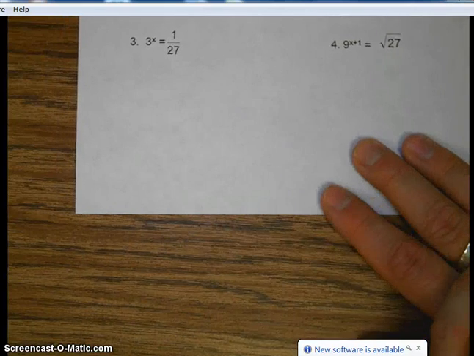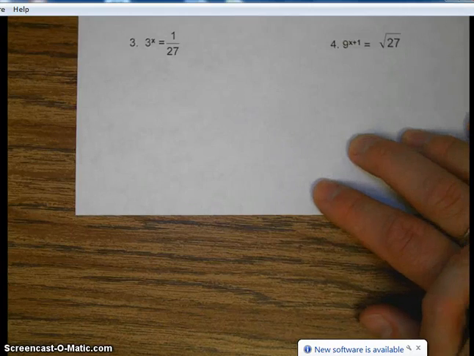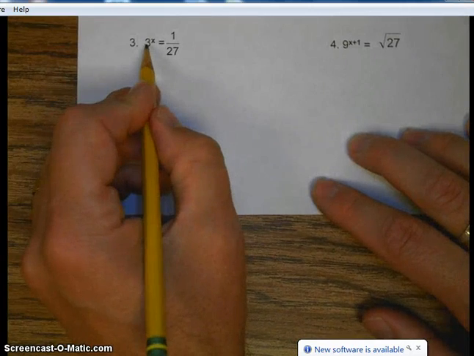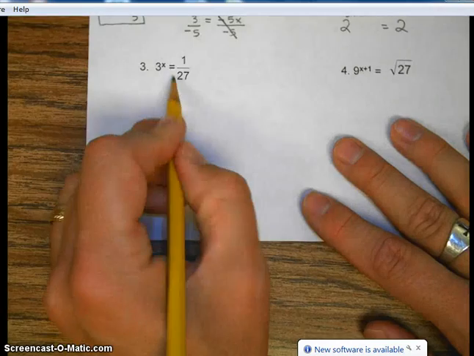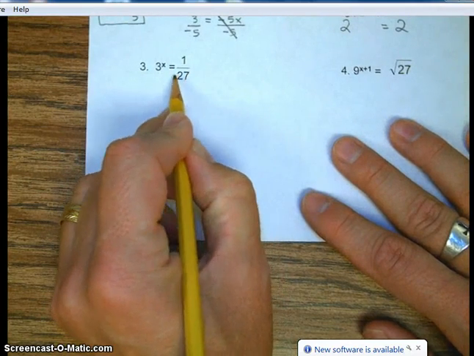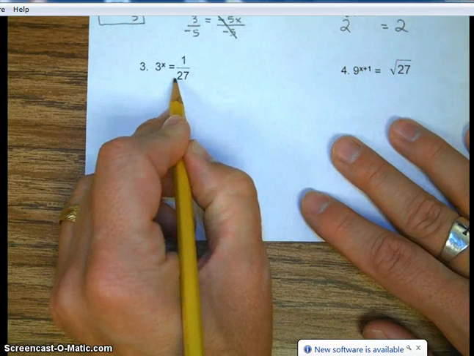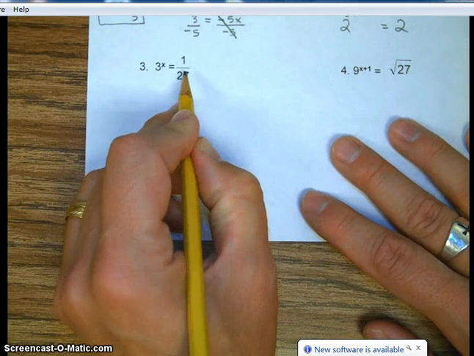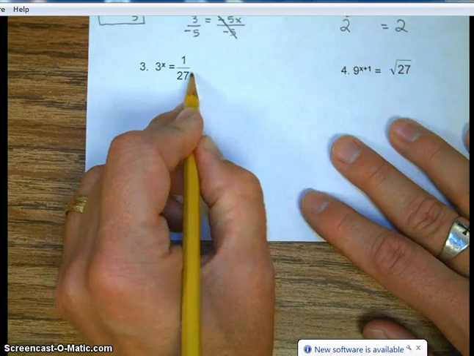Number 3. Now, this one, we have base 3. I want to make this base 3 as well, so I want to change 27 to base 3. 3 to what power is 27?